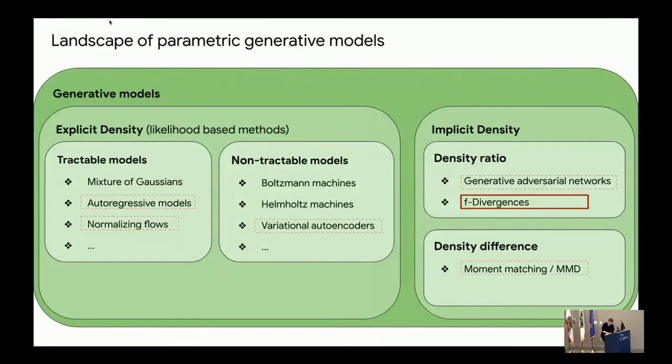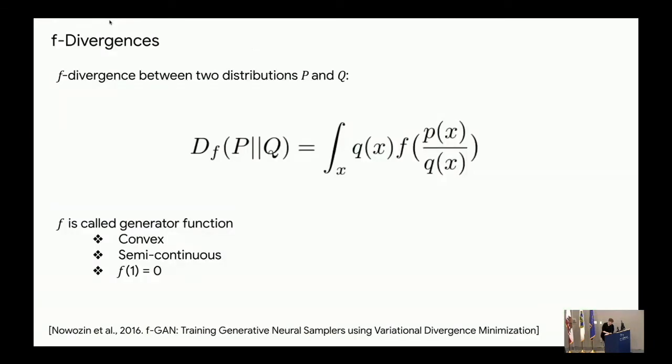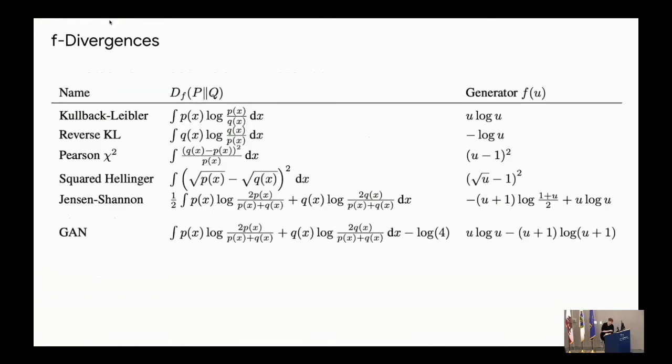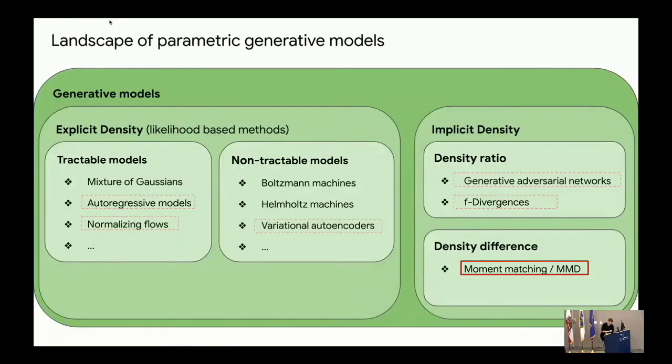Cool. I'm actually going to rush through this. I'm just going to point to this paper because this is again some nice theory. This f-GAN paper looks at f-divergences, which are a class of divergences for comparing different probability distributions. They show some nice theory that unifies a lot of different GAN frameworks and other implicit models within this. So just read that paper.